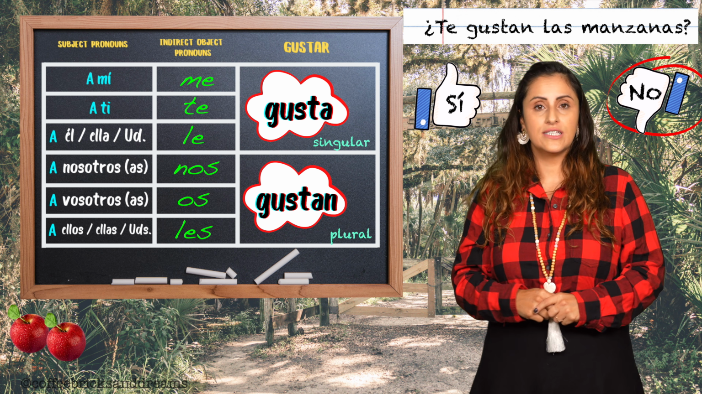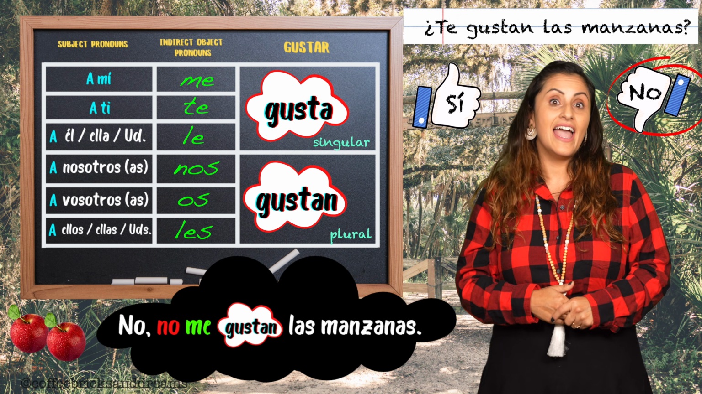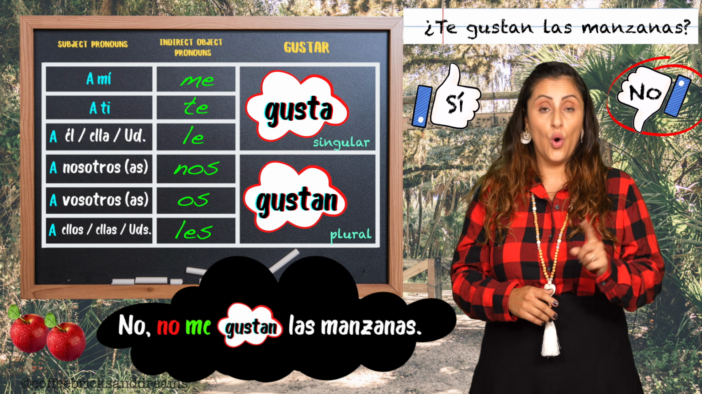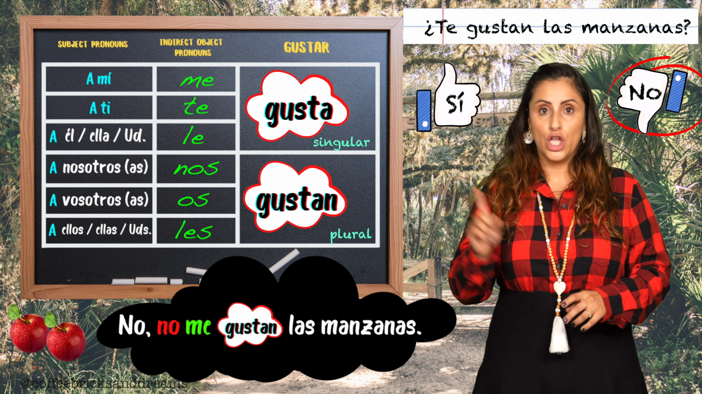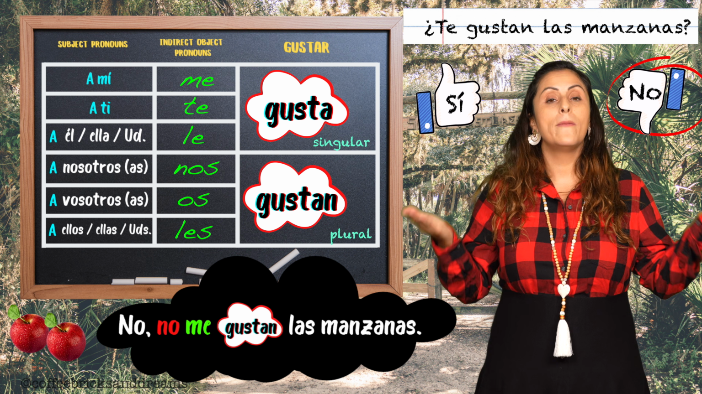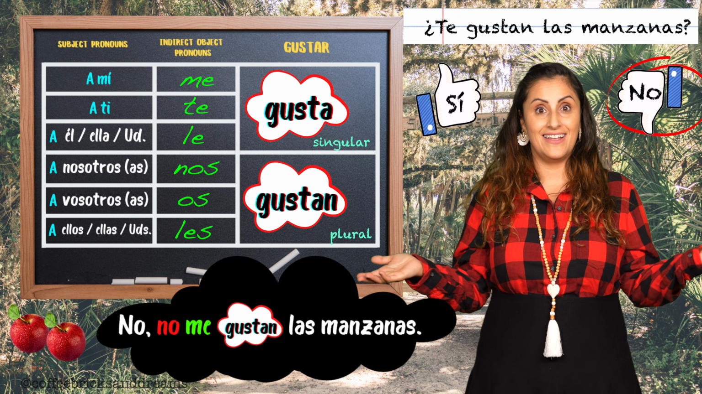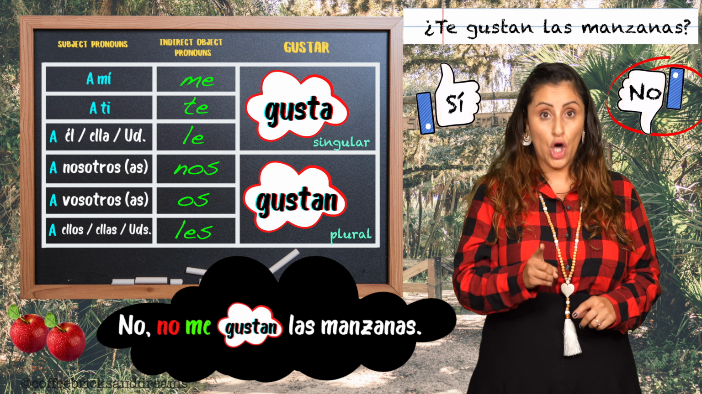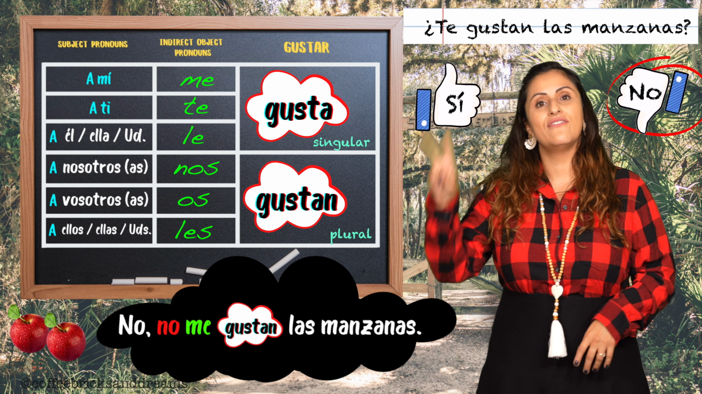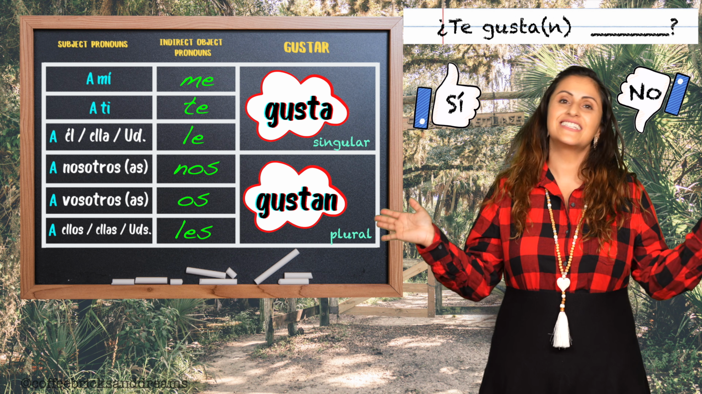Good. First, you will say no. And then you're going to say, no me gustan las manzanas. No me gustan las manzanas. Easiest way to remember is that if you want to answer no, I don't like, you need to have a double no. So it's just like in English.